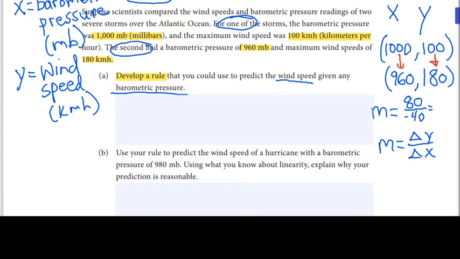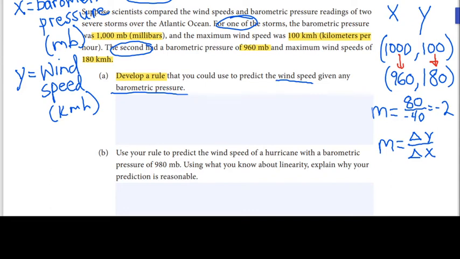Now, we don't keep it at 80 over 40, because what we want to do is simplify. We want to make things as simple as we can possibly make it. 80 divided by 40 is going to be 2. How many times will 40 go into 80? 2 times. 2 times 40 equals 80, so my slope is going to be negative 2.